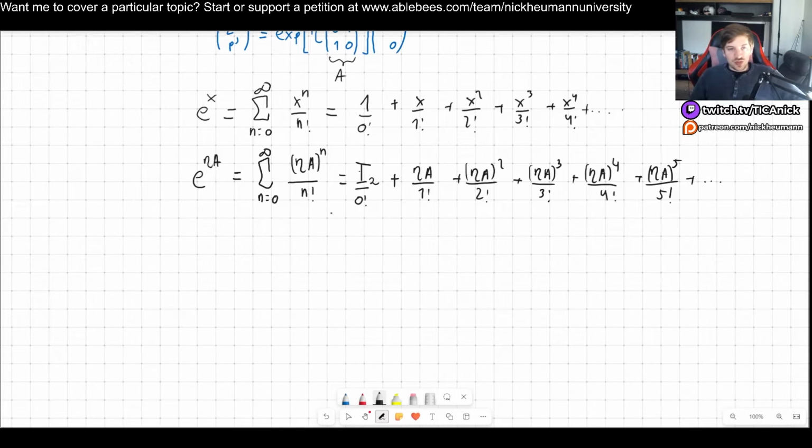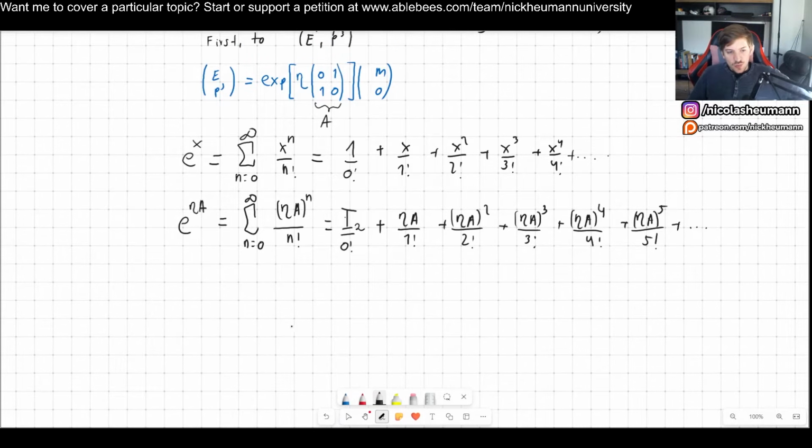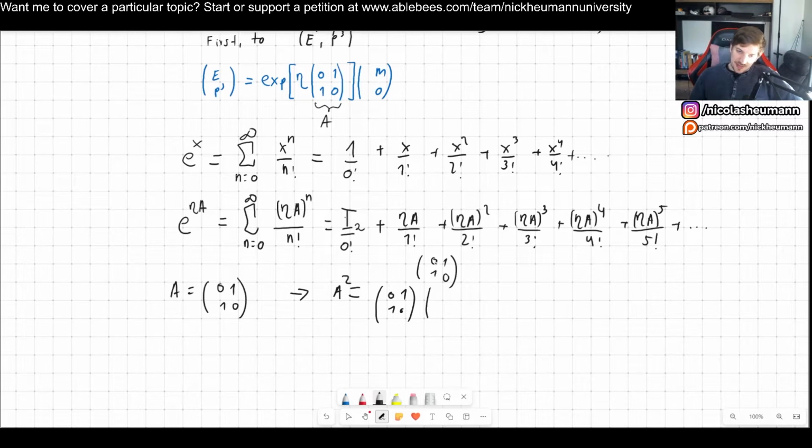All right, so now let's take a little bit of a look at our matrix A. So we know that A is 0, 1, 1, 0. So A squared is going to be the product of 0, 1, 1, 0. I like to write it up here, just to make the product easier. So this is this times this, plus this times this. So we get 1, then 0, then we get another 0 and 1. So this is simply the identity 2 by 2.